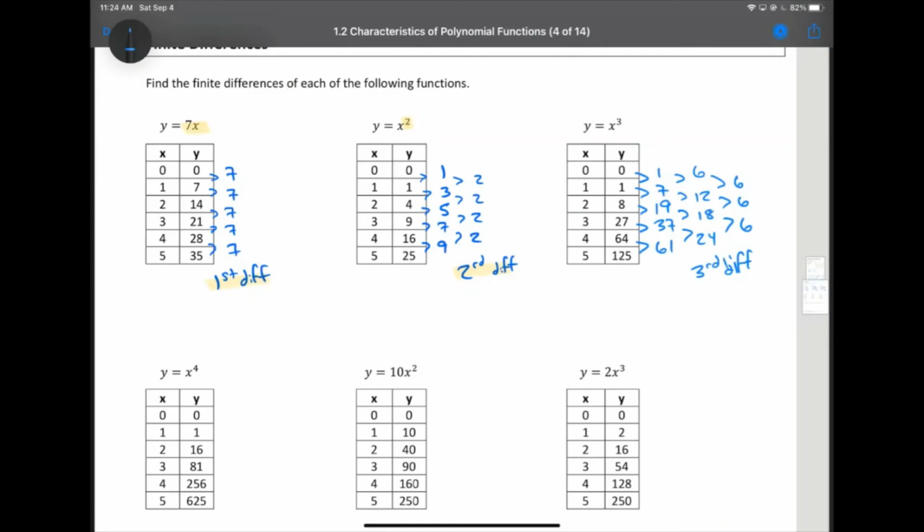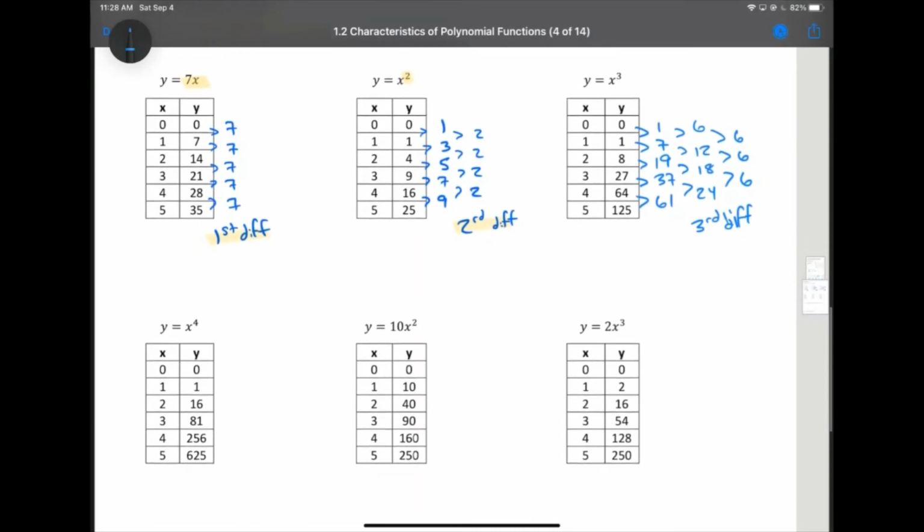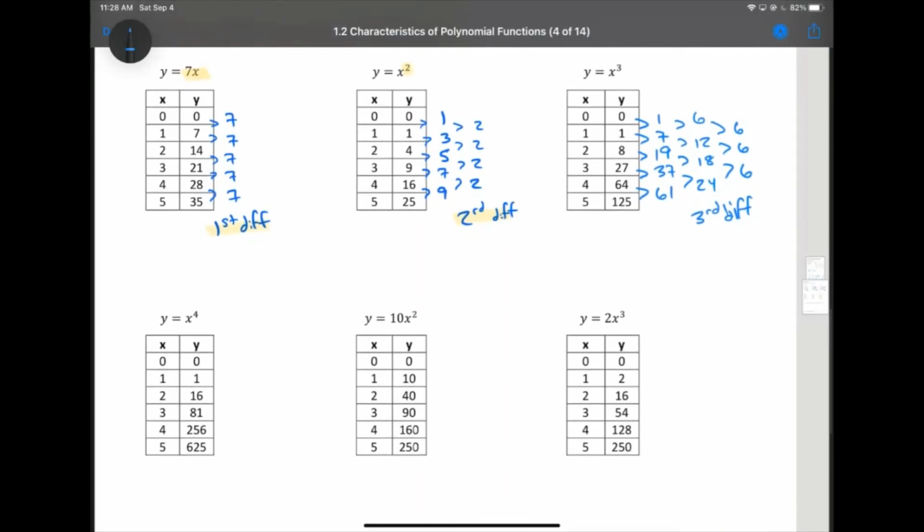It's messy, but you can read that, sort of. Okay, so our third differences are constant, and it is a third degree polynomial. Starting to see a pattern here. Okay, I'm going to go out on a limb and guess that this fourth degree polynomial, y equals x to the fourth, is going to have fourth differences that are constant. Let's see what happens.